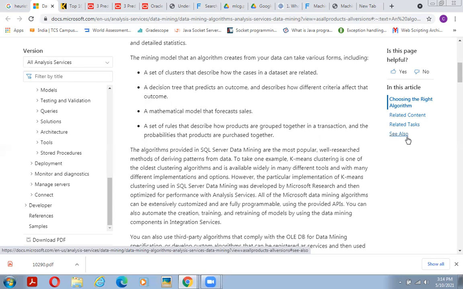Now, because we are analyzing our data on Microsoft, it has a SQL Server.